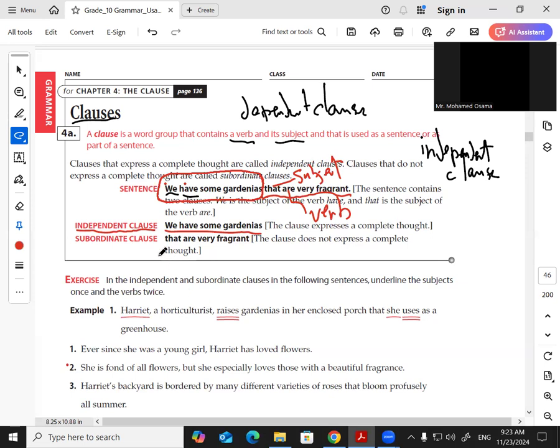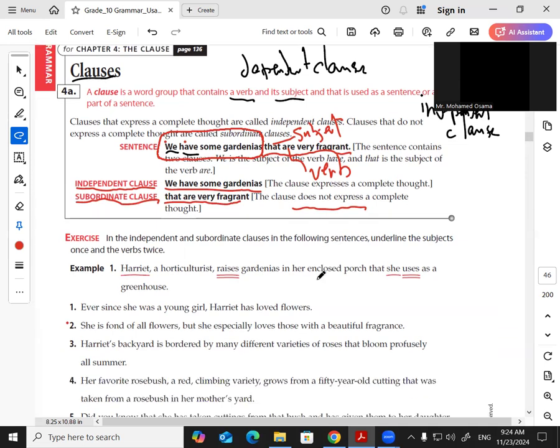So this one, we can call either a subordinate clause or a dependent clause, because it does not express a complete thought. Okay, great job.